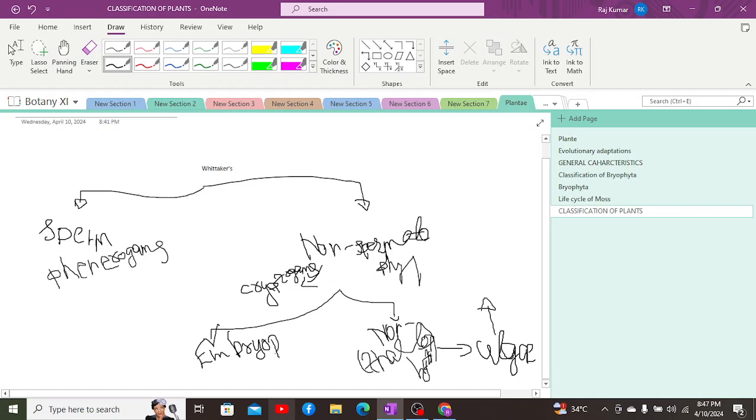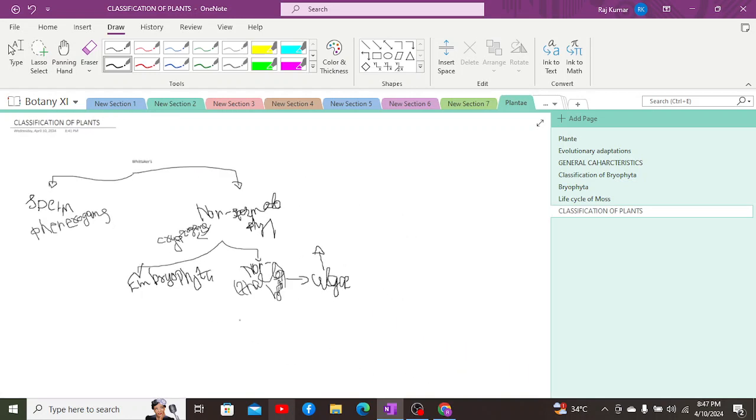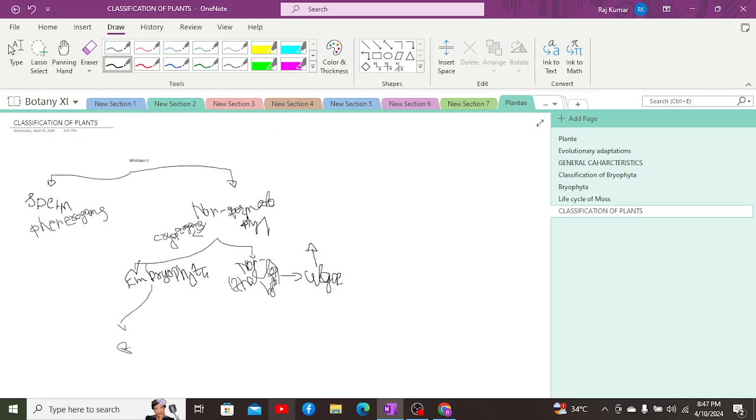When it comes to embryophyta, those which produce an embryo, we have classification into two major groups: bryophyta and pteridophyta. Bryophyta are the first embryophyta. The first non-vascular, non-spermatophyta, and first plants according to Whittaker's classification are thallophyta, and bryophyta are the first embryophyta.